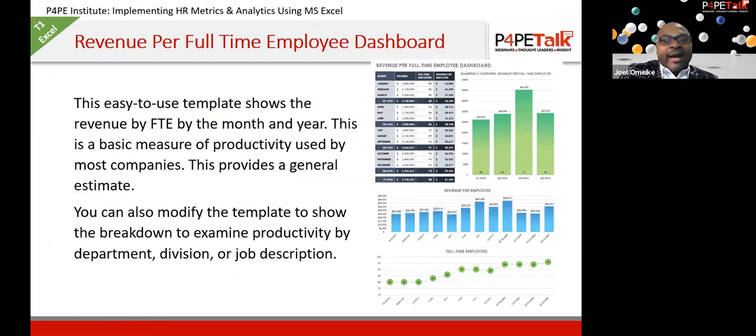Now let's specifically look at some basic analytics that has been done in Excel, and then we can wrap it up here. This is an example of the revenue per full-time employee. Remember we spoke about it when we were looking at your productivity. So this is a basic measure of productivity, and it provides a general estimate. Although my graph is looking small, if you can see there very well, this is showing us the graph on the data that we captured.